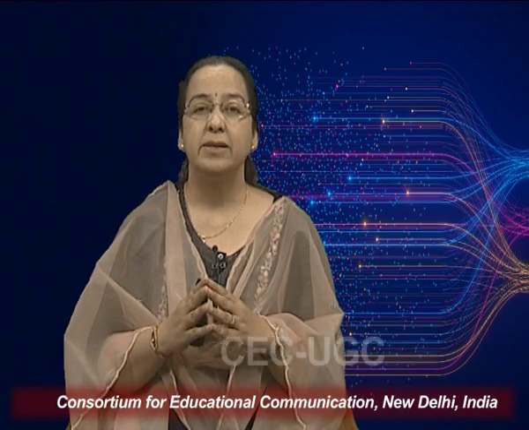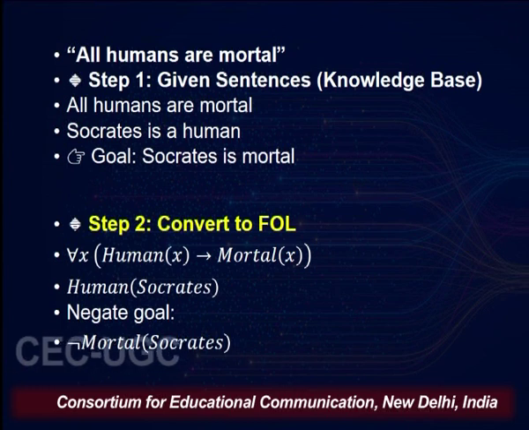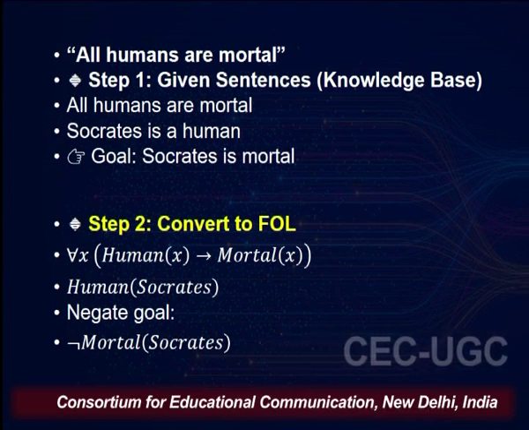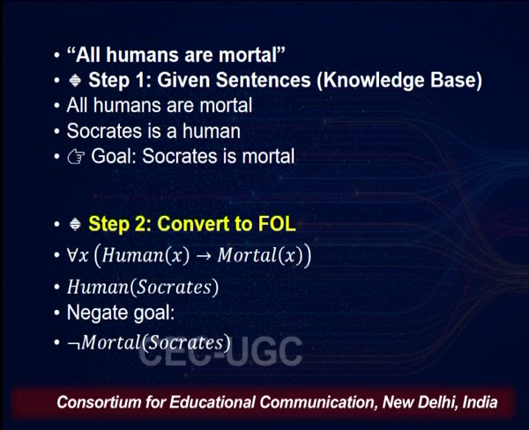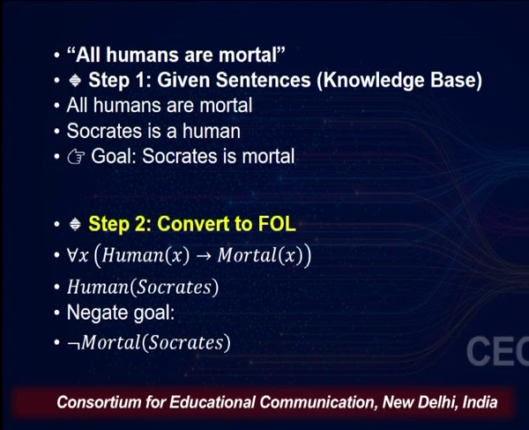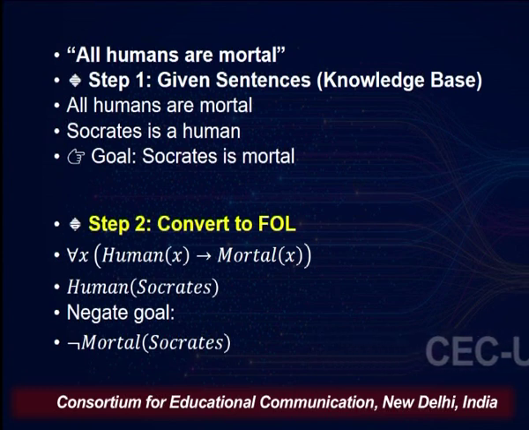The knowledge base has two simple statements, which say all humans are mortal and Socrates is a human, and the goal here is Socrates is mortal. Now, as human beings, if we see these two statements, we say okay, from A and B we can infer that the goal is proved, fine, but imagine how an AI agent is going to do that. For that we need to convert these statements into first order logic.